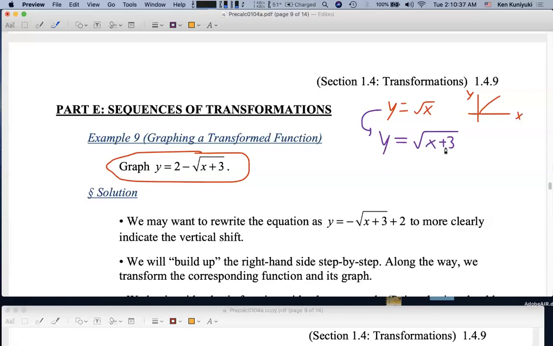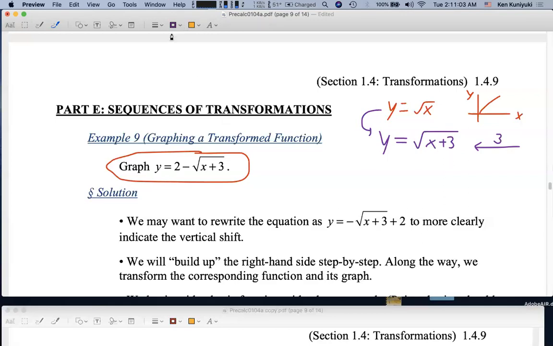It's a substitution, so it's a horizontal translation. Which way? Remember, the sign is surprising. X plus 3, you might think right. No, you go left by 3 units. Remember, there are two ways in which horizontal translations are confusing. They involve a substitution and the sign surprises you.